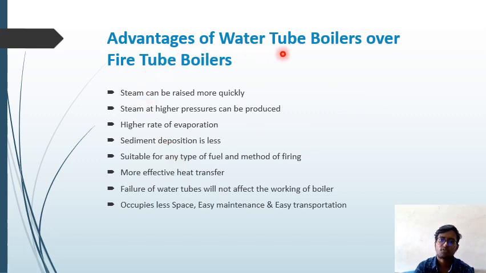Here come the advantages of water tube boilers over the fire tube boilers. Steam can be raised more quickly and steam at high pressures can be produced, that is about 100 bar, with a higher rate of evaporation. Sedimentation deposition is very less, and it is suitable for any type of fuel and method of firing. More effective heat transfer. Failure of water tubes will not affect the working of the boiler. It occupies less space, with easy maintenance and easy transportation, which gives the water tube boilers more efficiency and performance improvement.